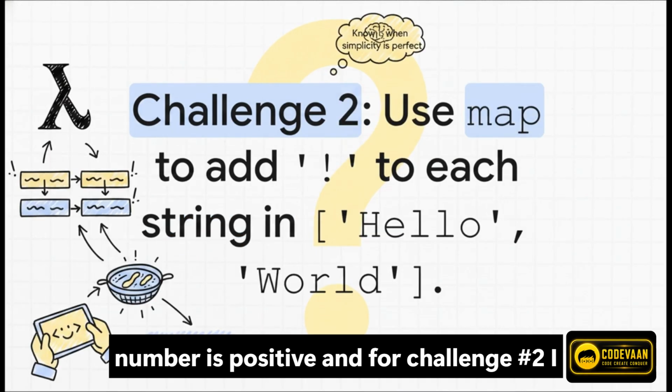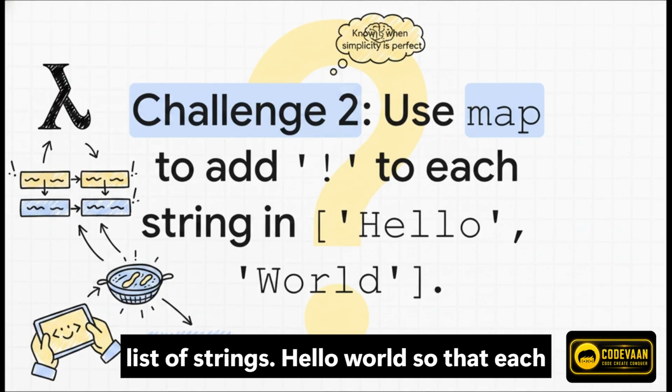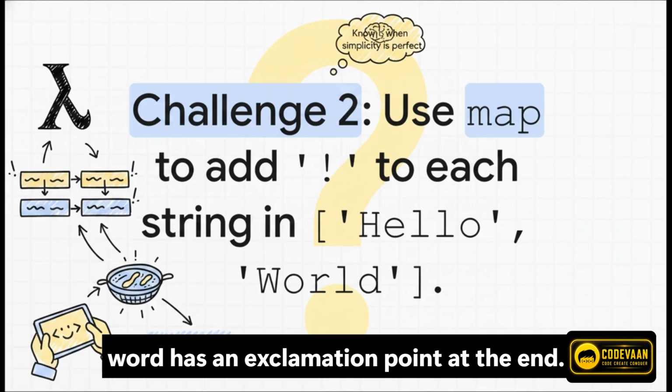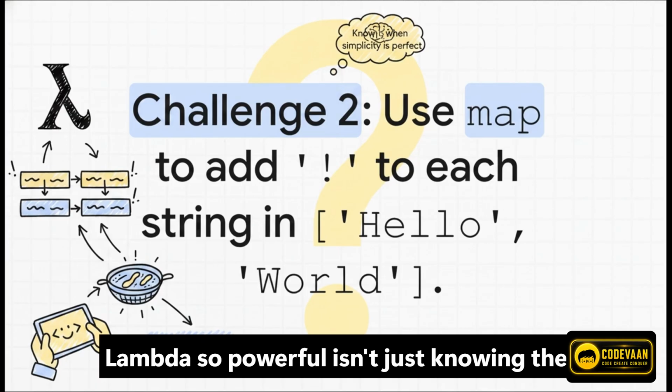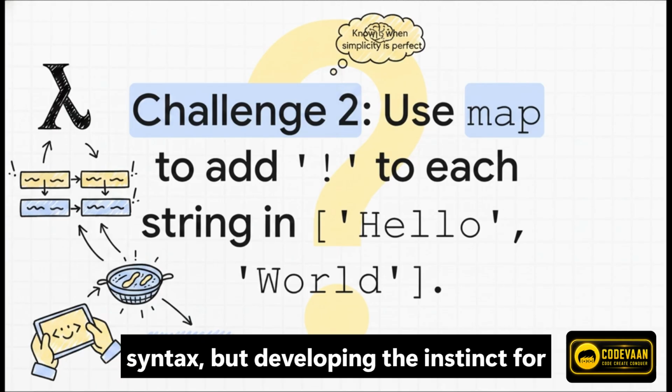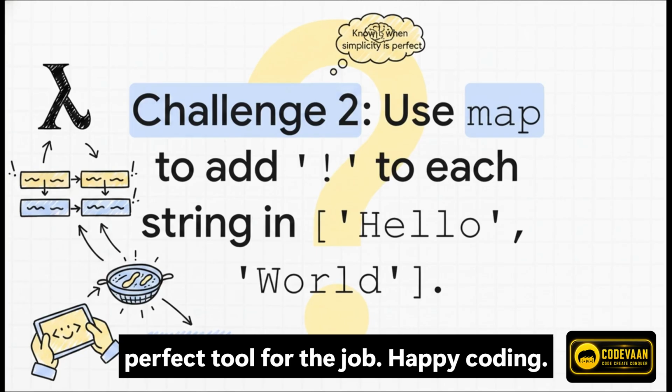And for challenge number 2, I want you to use map to transform this list of strings, hello world, so that each word has an exclamation point at the end. Give it a try. Because what makes a lambda so powerful isn't just knowing the syntax, but developing the instinct for when its focused, simple power is the perfect tool for the job. Happy coding!